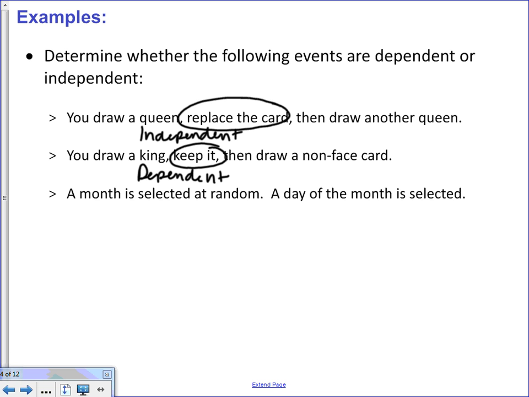I think the key to independent and dependent is that the first event will always be sort of on its own, right? You'll always have an independent event first. Like the second example, you draw a king. That would be 4 out of 52. It's independent. You haven't drawn any cards. It's fine. So when we're classifying independent and dependent events, we really want to think about the 2 events together.